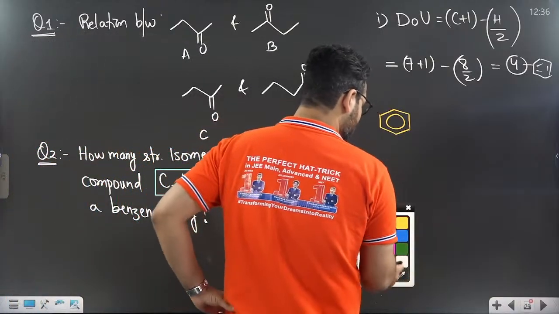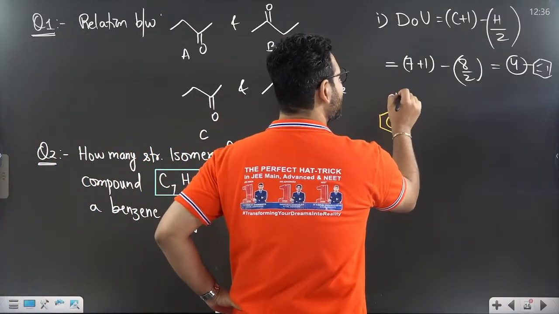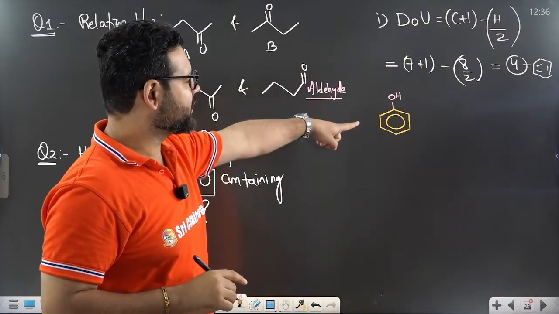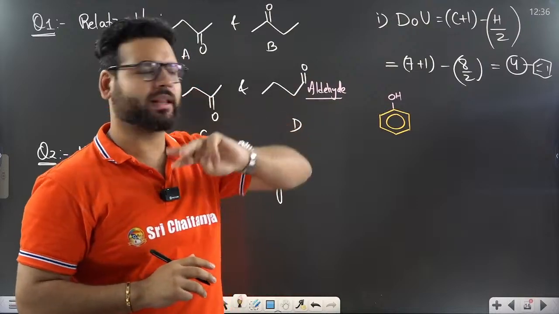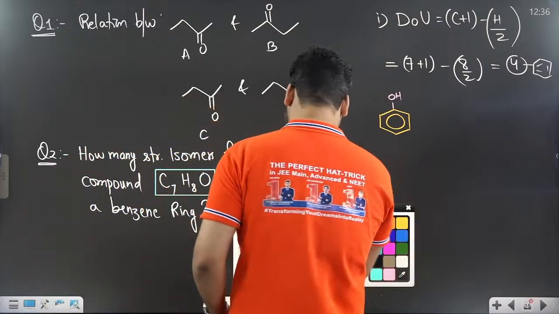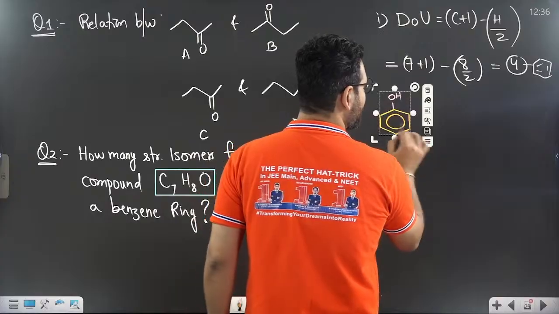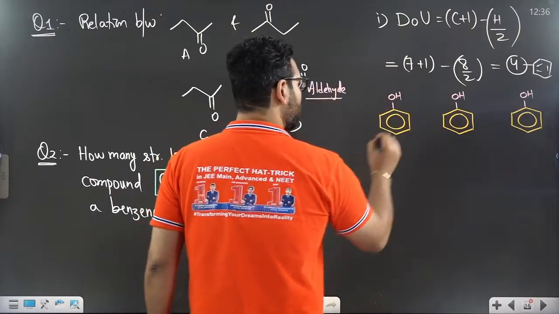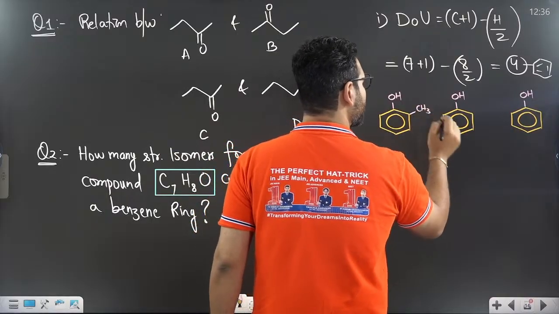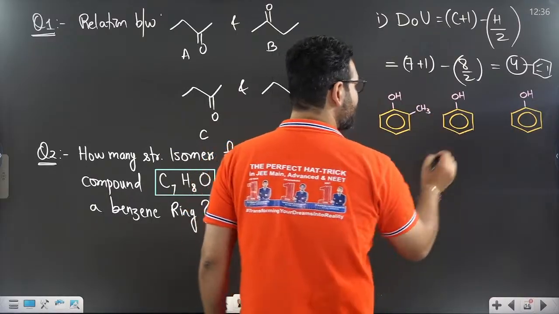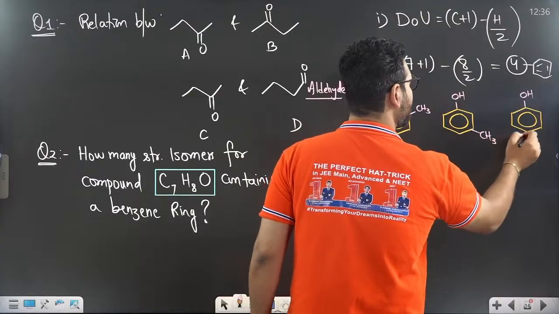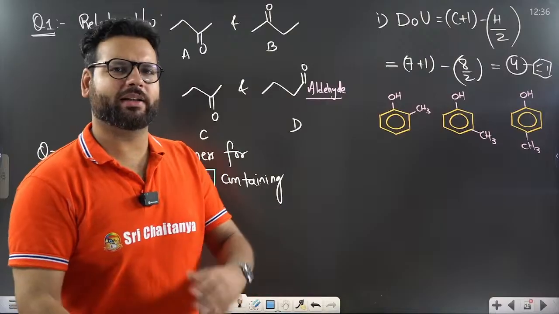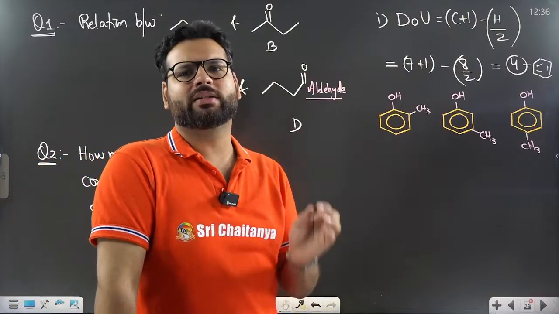If I keep an oxygen here as an OH, it's a phenol, not an alcohol. Then there are 3 positions to keep the methyl. I can keep a methyl on number 2, number 3, number 4. So these are 3 cresols I can make: orthocresol, metacresol, paracresol.